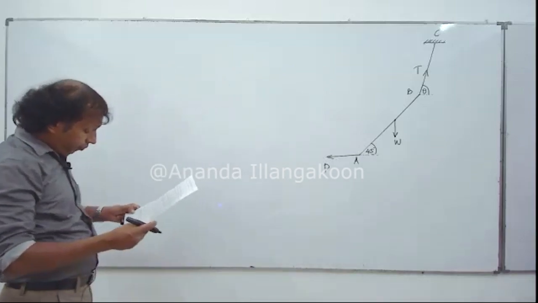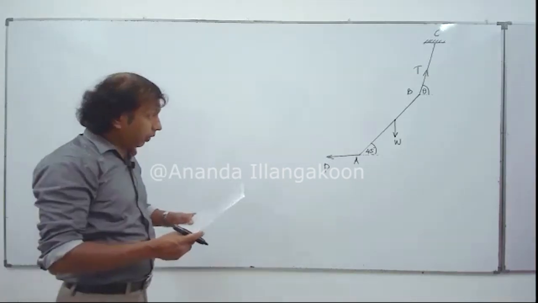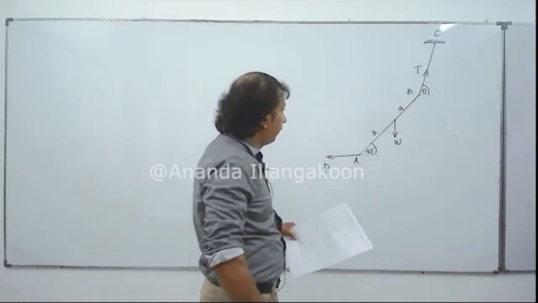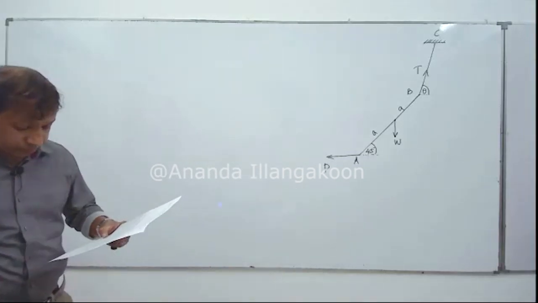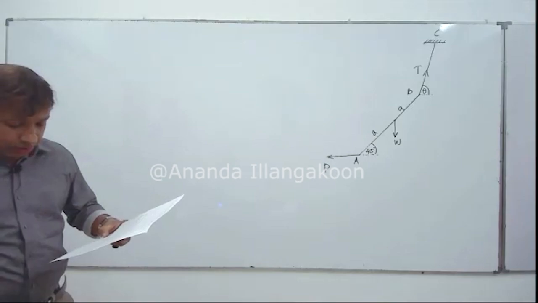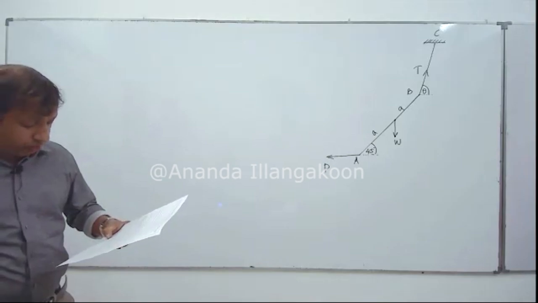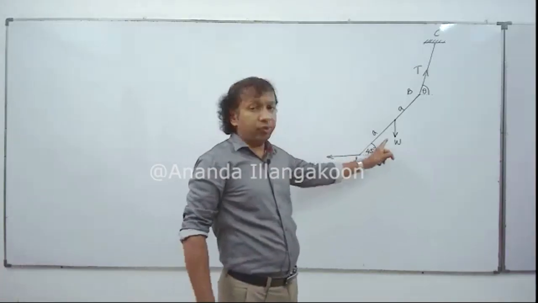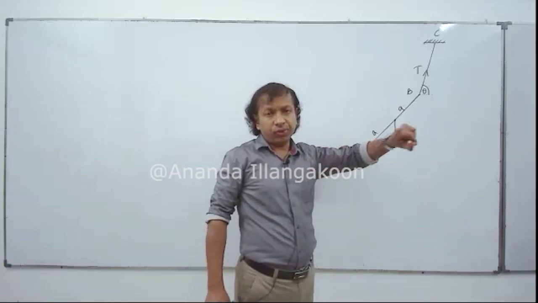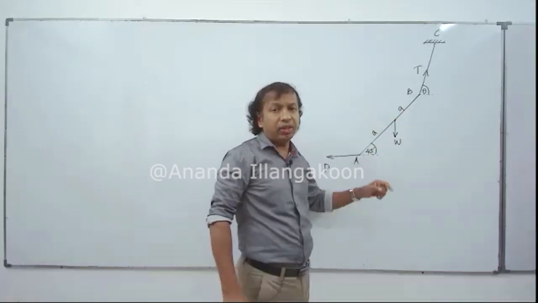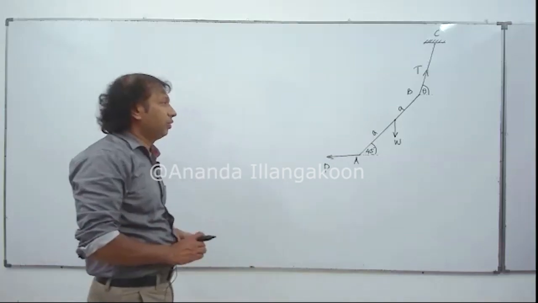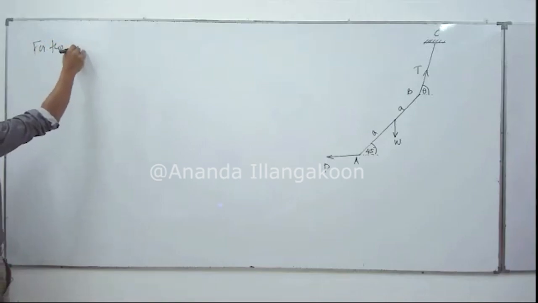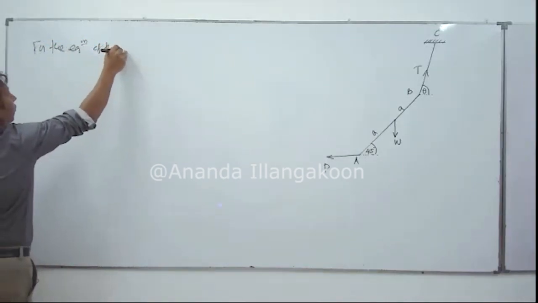Now, the length of the rod is 2a. It's a uniform rod. This is A. Given tan theta equals 2, find the tension of the string in terms of W. Now we do it like this: for the equilibrium of the rod, we resolve forces horizontally and vertically, and then take moments.